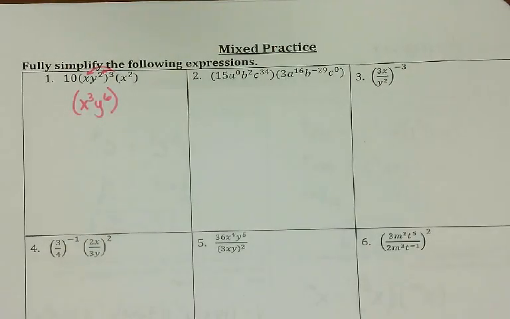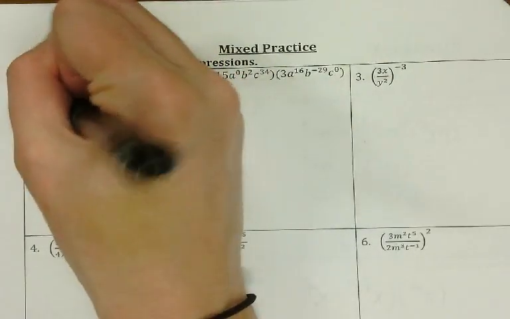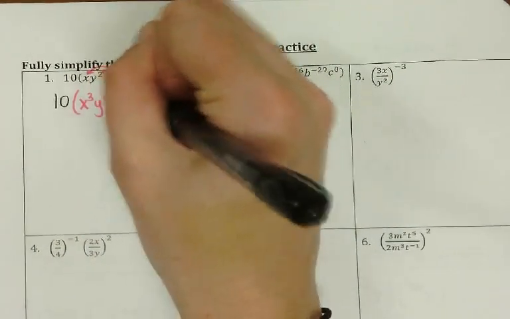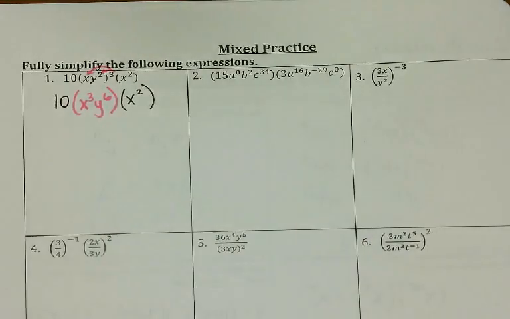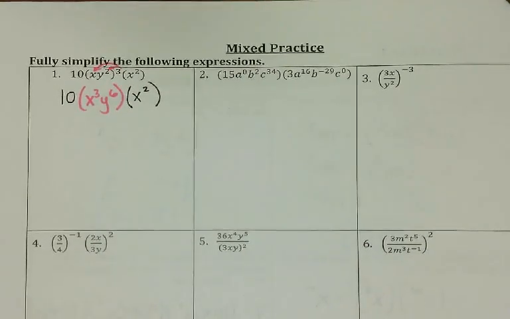So I'm going to do my power to power rule first. And now that I've taken care of my power to power rule, I can do my product rule. Does that make sense, guys? You kind of have to do one at a time until it simplifies out.